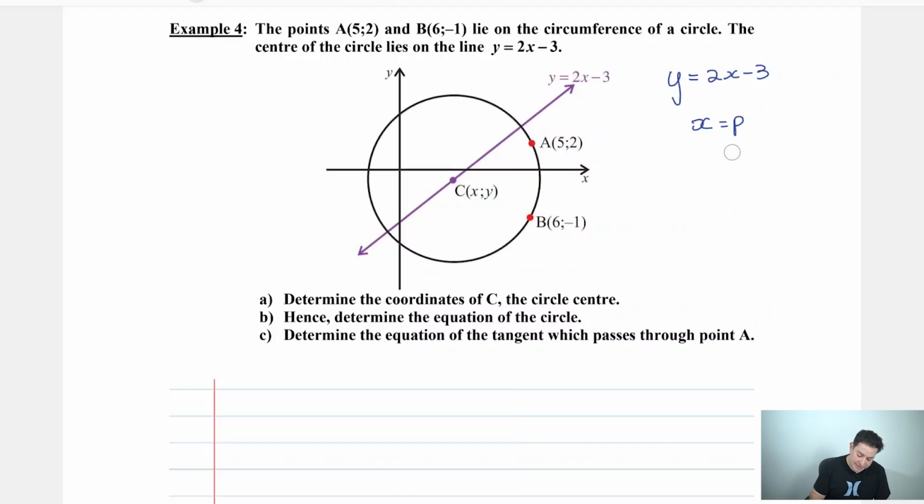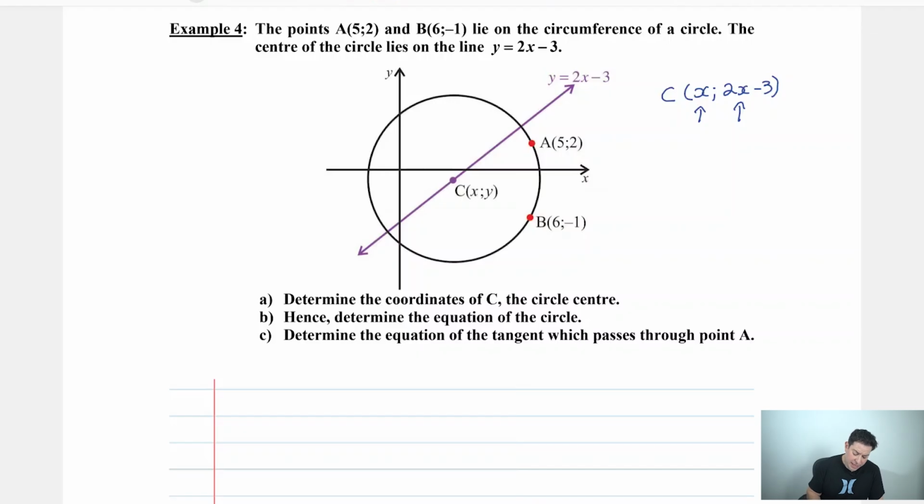So in this case, they have told us that C is the point (x; y). So my x value is x. So that means my y value is 2x minus 3. So I could rewrite point C as the point (x; 2x minus 3). So if you know the equation of a line and a point lies on that line, you can always write it as the x value and the y value as the equation of the line. So let's have a look what they've asked us.